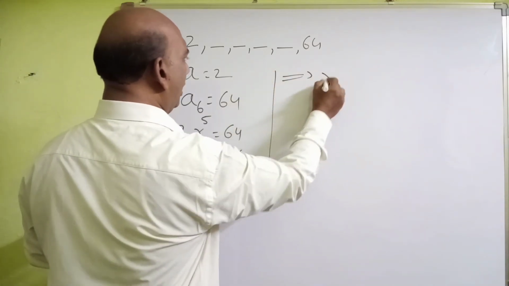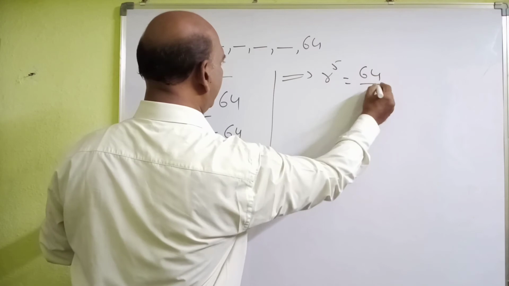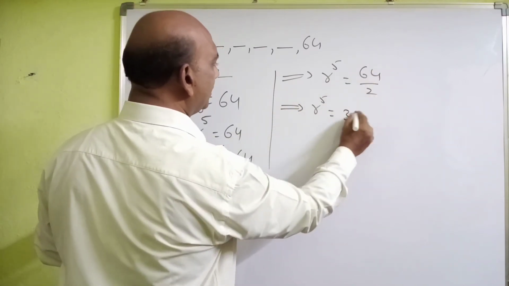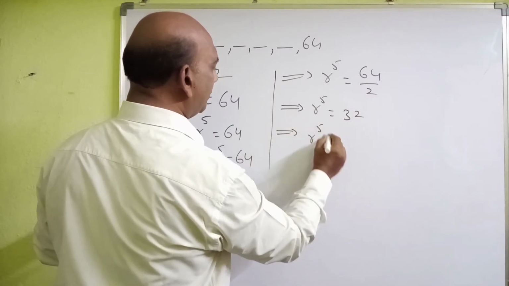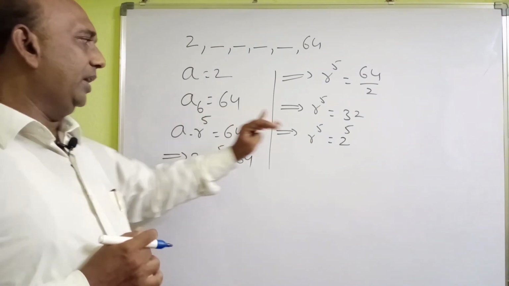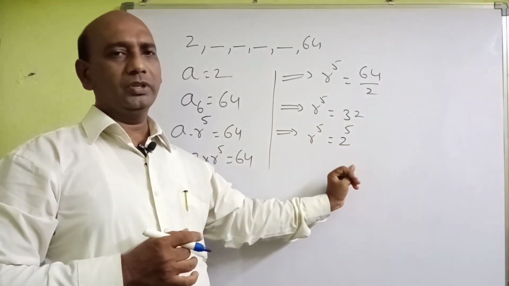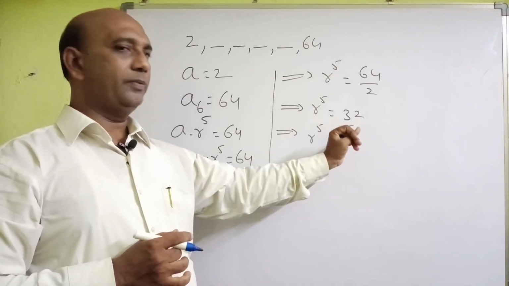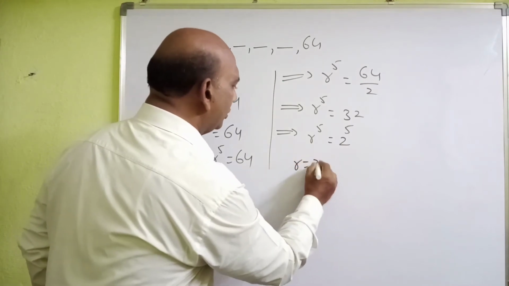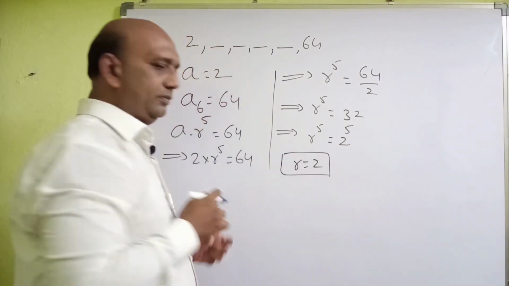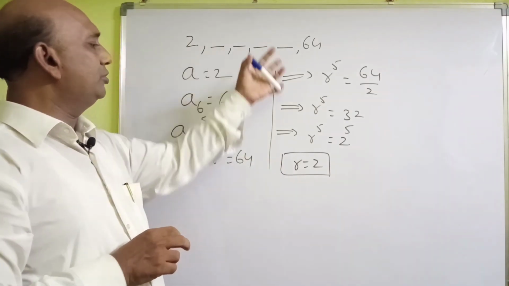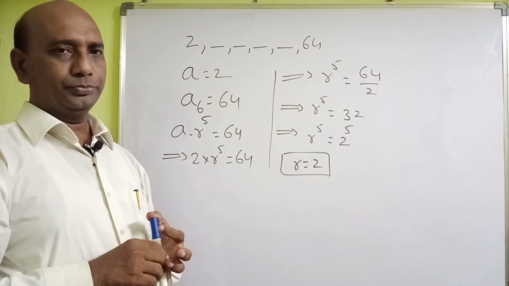This implies r to the power of 5 equals 64 by 2, which means 32. So r to the power of 5 equals 32, which we can write as 2 to the power of 5. We know that if the powers are equal, then the bases are also equal. Here both powers are 5, so the bases are also equal, which gives r equal to 2. Like this, we can find the common ratio r. So we got the common ratio of this progression, r equal to 2.